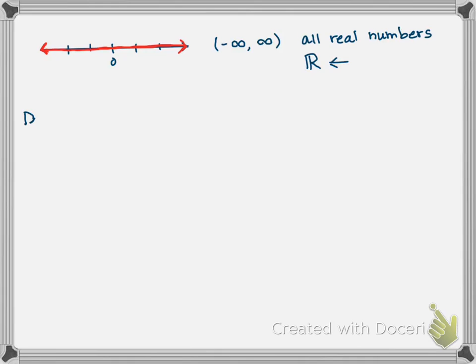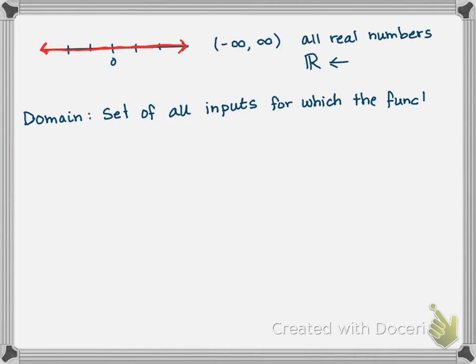The domain of a function is the set of all inputs for which the function is defined. So when we say something is defined in math, it basically just means that it exists, right?